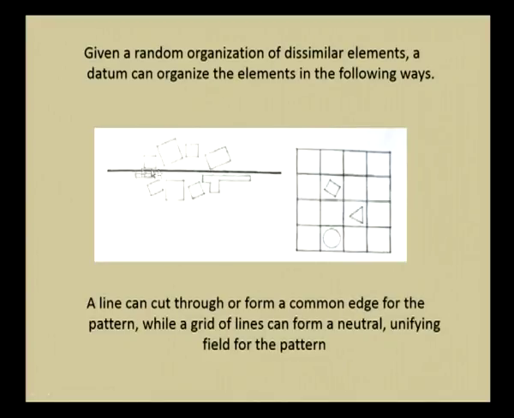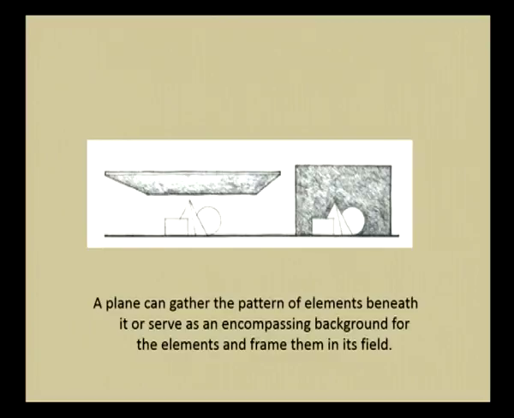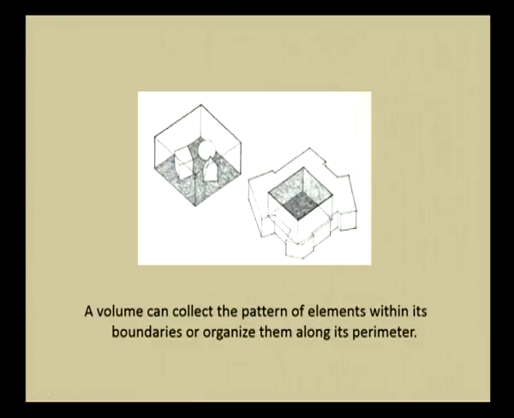Here the main organizing element of the composition is the central line, or the central movement path, which unifies the composition. Without the central line, the composition may not be harmonious. Creating a datum through a plane can gather the pattern of elements beneath it or serve as an encompassing background for the elements and frame them as a field. A volume can collect the pattern of elements within its boundaries or organize them along its perimeter, like what is shown here.